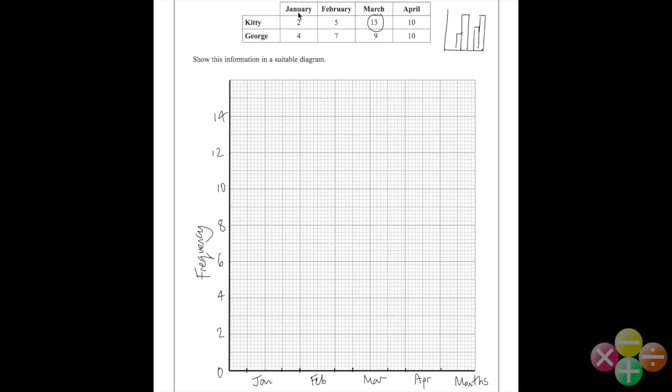So let's look at January for Kitty and for George. Kitty, she sold 2 cars, and George, he sold 4. In February, Kitty sold 5, and George sold 7, and so on. And what you'll find is, because you're drawing yours with a ruler and a pencil, it's going to look much neater, and you're going to get something that looks just like this.